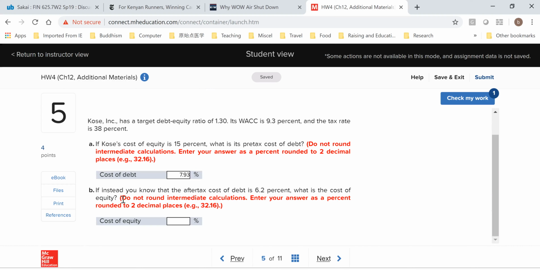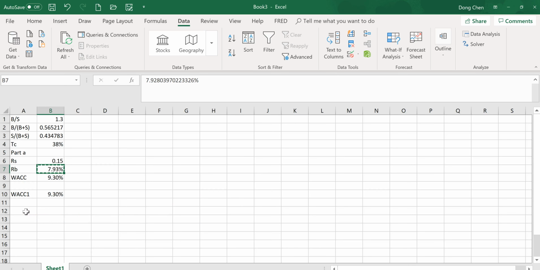If instead you know that the after-tax cost of debt is 6.2%, what is the cost of equity? So what's provided in part B is slightly different here. We know the after-tax cost of debt is simply (1 minus TC) times RB, right? So that's provided to be 6.2%. And the question is asking us now what is RS instead of what is RB in part B.